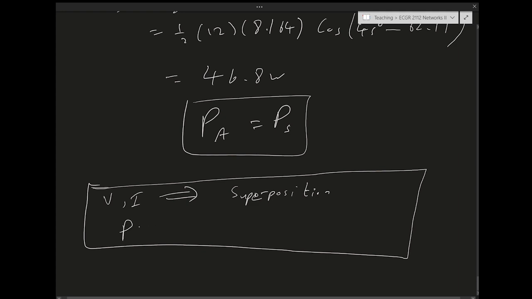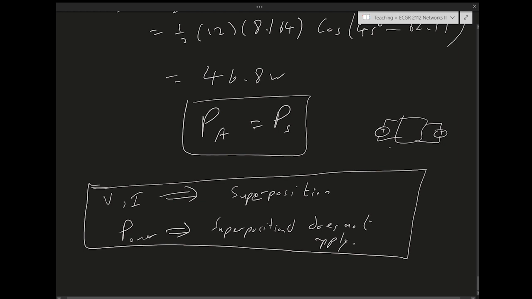So for power, superposition does not apply. You have to really keep that in mind, because I can apply superposition to find a response due to two sources, but I cannot apply superposition to power calculations. I cannot say, let me make this 0 and calculate the power absorbed, and then make this 0 and calculate the power absorbed, and just sum them up together. You cannot do that because power is non-linear.